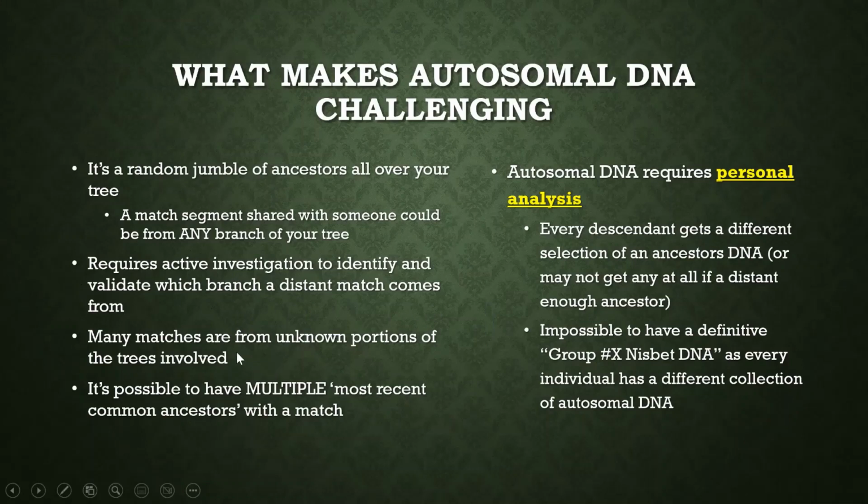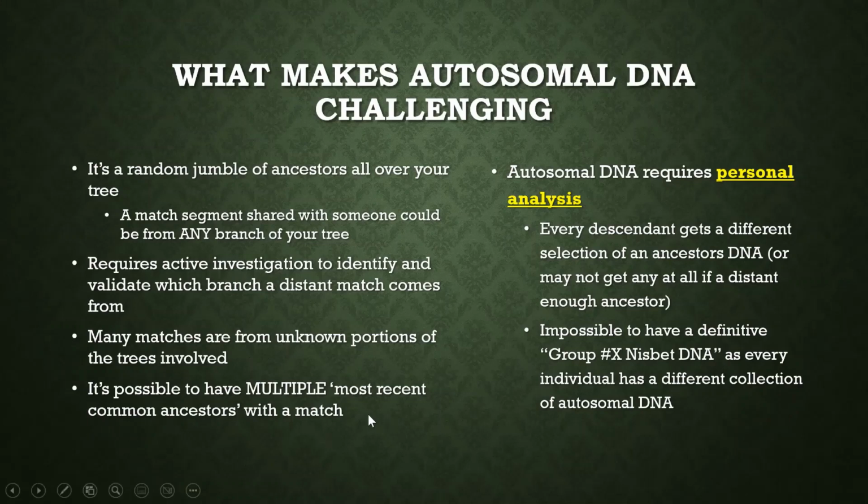So many matches are going to come from unknown portions of your trees. Most of us don't know our trees fully out to 10 generations. And so there's significant chunks of our tree where we just don't know the ancestors, but yet you'll still get DNA matches from those portions of your tree, which makes it great for providing clues to genealogy, but it can also provide pitfalls in that you may have matches that come from portions of your tree that you don't know yet.